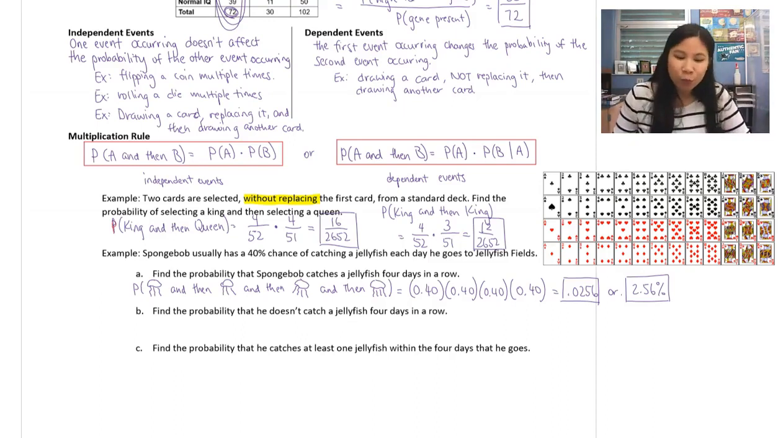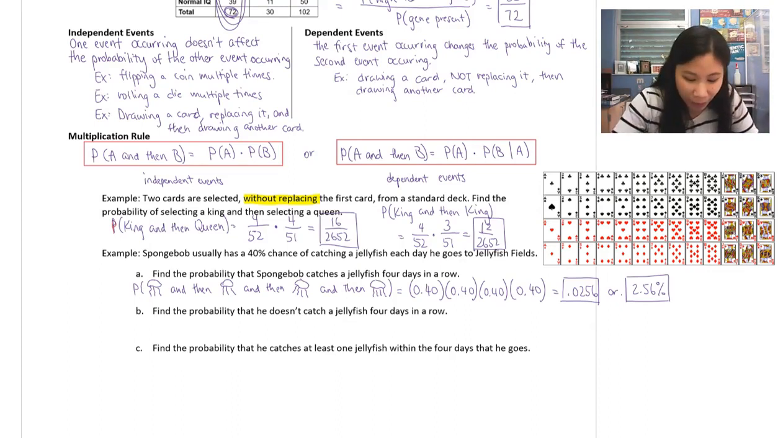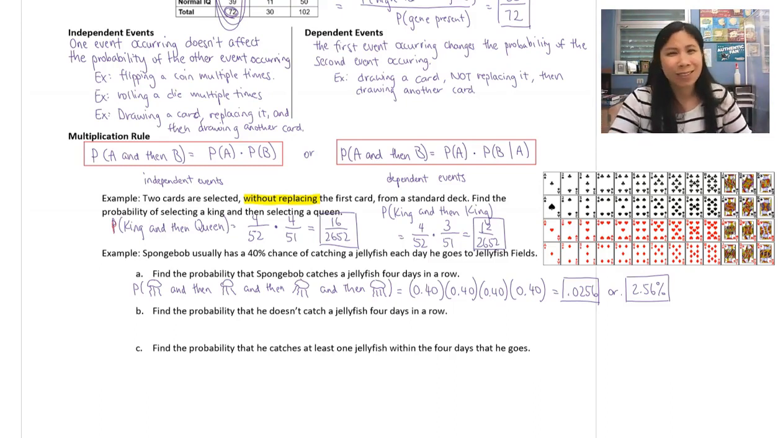Alright, so for part B, we want to find the probability that he doesn't catch a jellyfish 4 days in a row. So no jellyfish for any of the days. So if we do that, we know we're going to have to multiply 4 times again because we're talking about 4 days in a row. So if he has a 40% chance of catching a jellyfish, then he should have a 60% chance of not catching a jellyfish, because those are our 2 options. Either you catch it or you don't. And remember, everything in a sample space always has to add up to 100%.